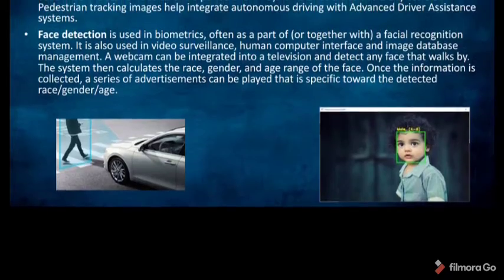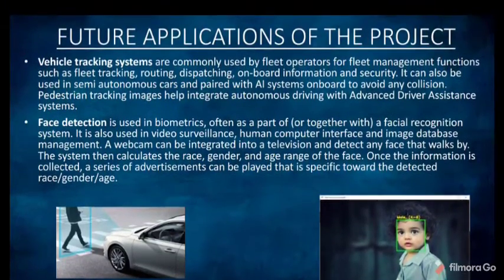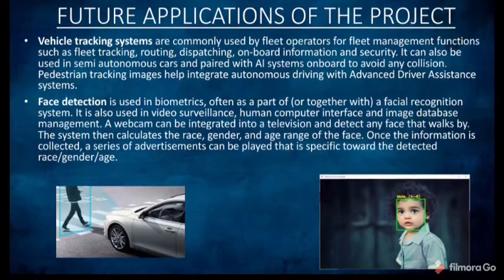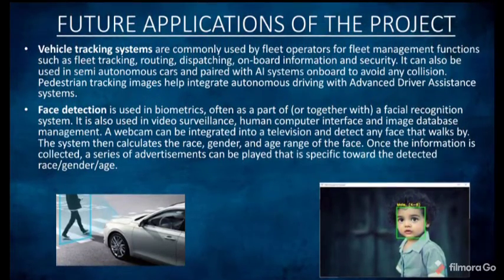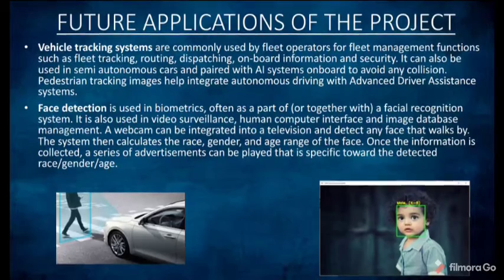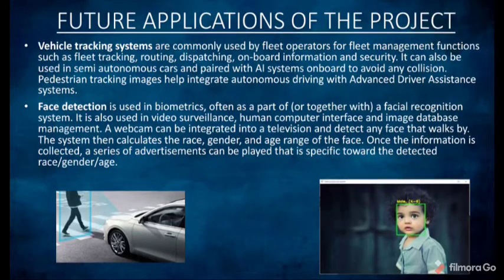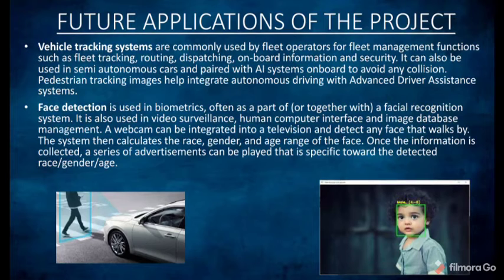Next, I will be explaining the future applications of the project. When we talk about car detection and pedestrian detection, if we include both of them, then we can form what is called an ADAS, or Advanced Driver Assistive System. It is basically called a vehicle tracking system in which the car detects other cars moving on the same road as well as pedestrians who cross the road. In the same manner, when it is paired with good AI and ML systems, then we can develop a sophisticated vehicle tracking system.